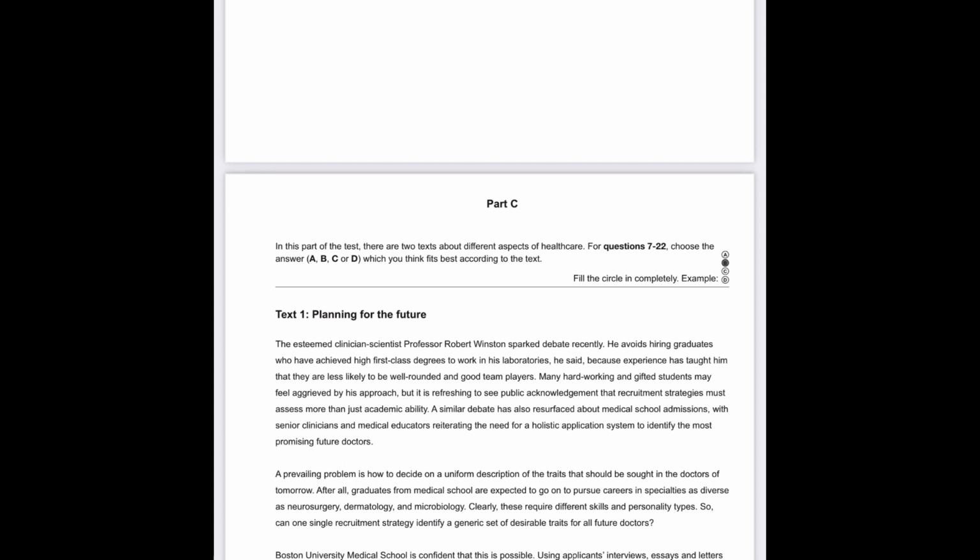The esteemed clinician scientist, Professor Robert Winston, sparked debate recently. He avoids hiring graduates who have achieved high first-class degrees to work in his laboratories, he said, because experience has taught him that they are less likely to be well-rounded and good team players. Okay, so somebody who has good scores will not be a good team player.